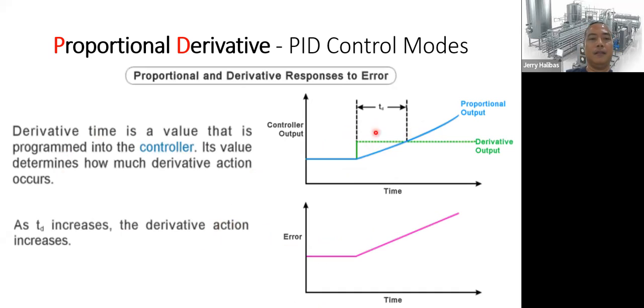that is just it, no? Now, the derivative time. Derivative time is a value that is programmed into the controller. Okay? So when we program the derivative parameter in the controller, we set the derivative time. So you notice as the derivative time increases, the derivative action also increases. It is like this, it is high. Its output or step is high.